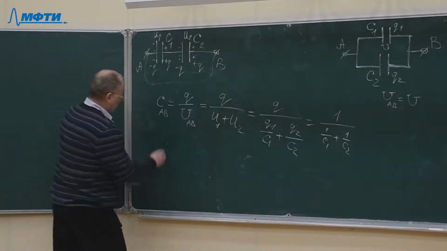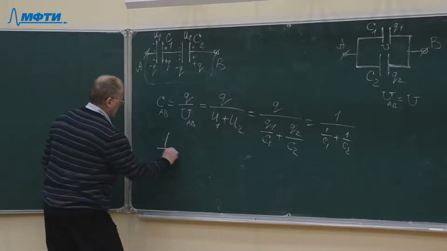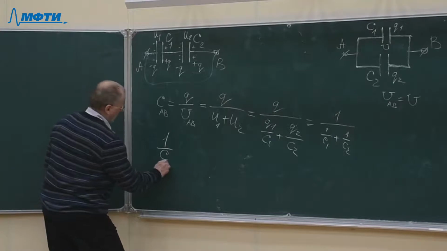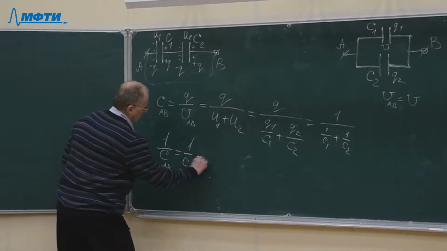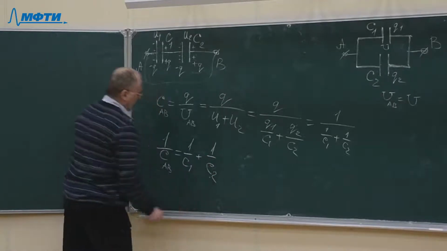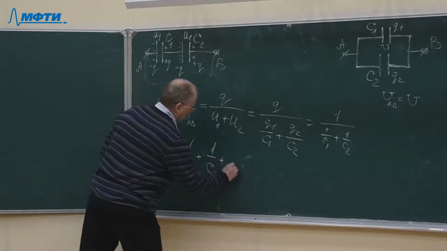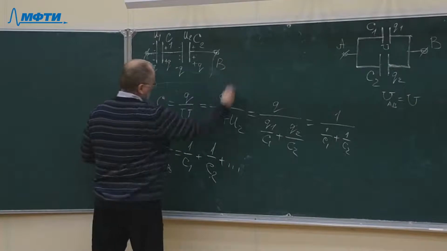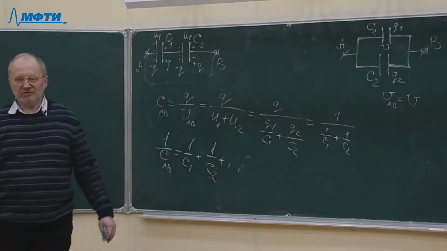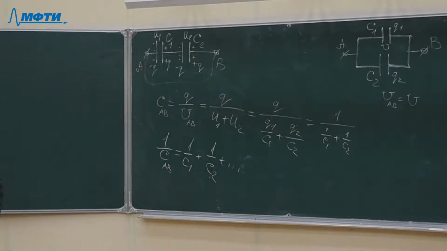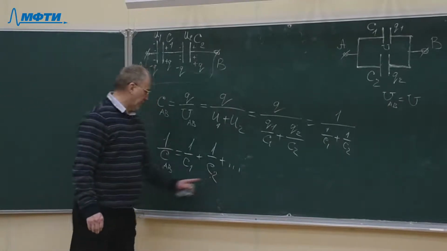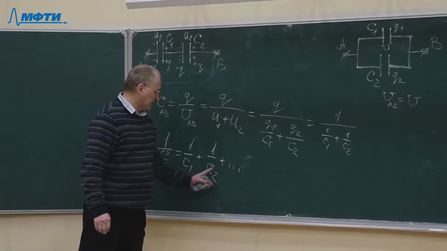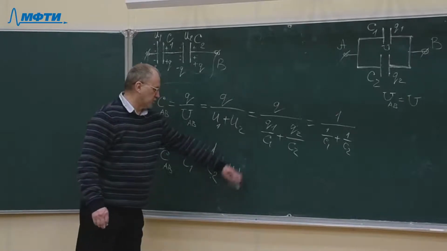So, looking at this formula, we can see the total capacitance of this battery. It's better to write it in this way: 1 over C AB will equal 1 over C1 plus 1 over C2. And so on. If there are more than two capacitors, then the formula may be written in the same way to include all necessary terms.